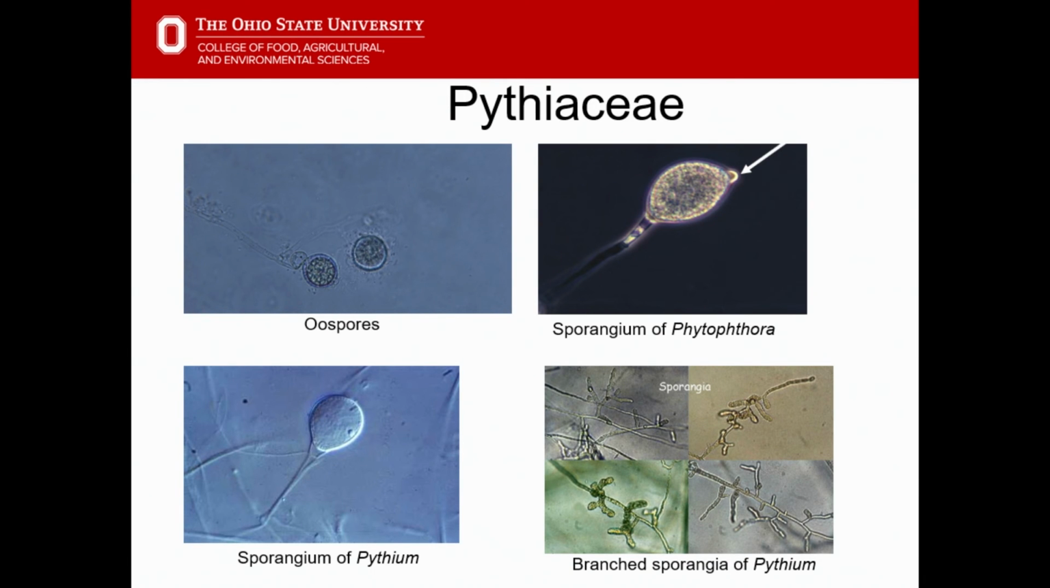The characteristic reproductive structures of Pythium and Phytophthora species are the thick-walled oospores, shown in the upper left micrograph, lemon-shaped sporangia, usually with a papilla, which is shown in the right micrograph, of Phytophthora species, and the ovoid or branched club-like sporangia of Pythium.